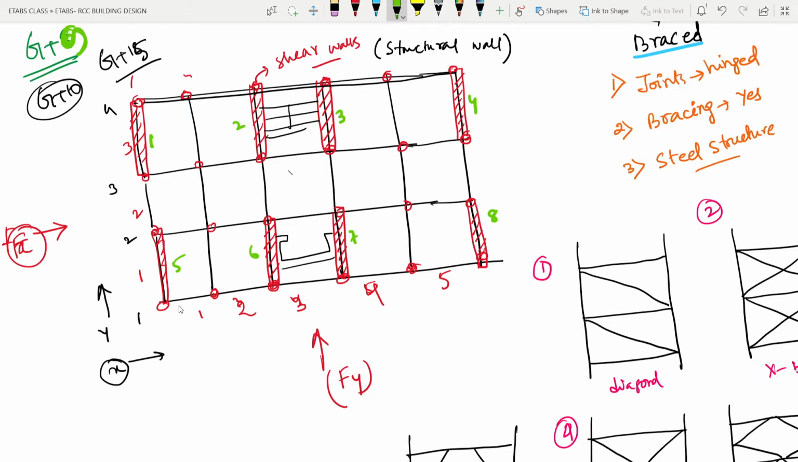Now if I provide a few walls in the x direction also, suppose I am providing shear walls here also, here also.